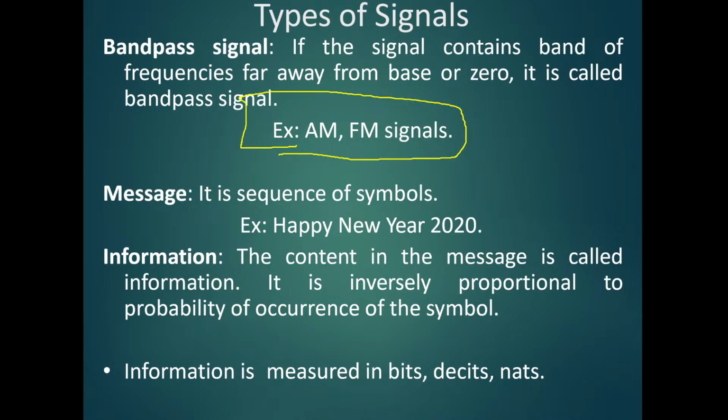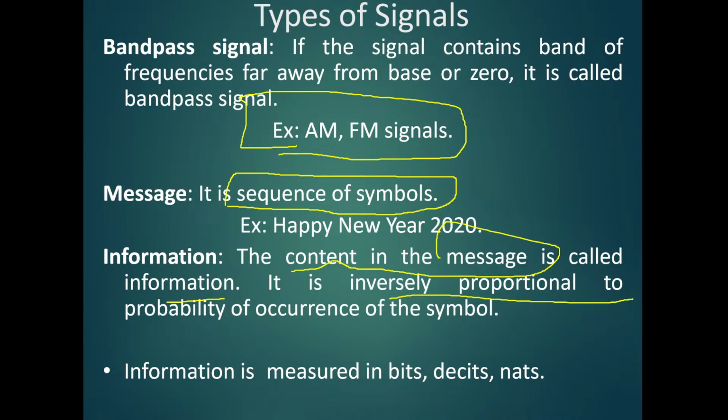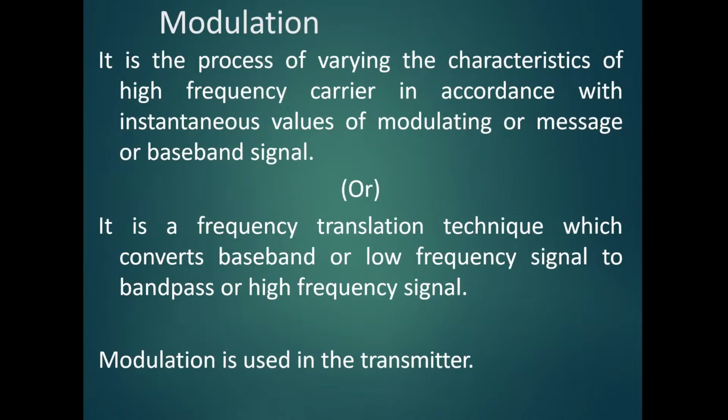Now what is a message? A message is nothing but a sequence of symbols. And what is information? The content of the message is called information, and it is inversely proportional to the probability of occurrence of the signal. Information is measured in bits, decits, and nats. Right? Now, let's move on to the first very important concept, that is called modulation. So how do you define modulation?